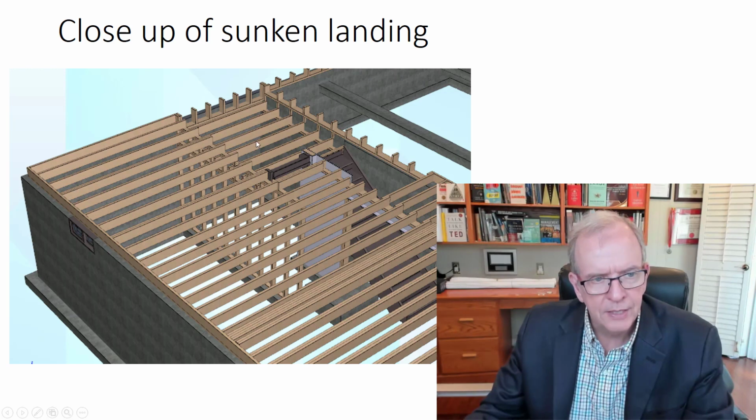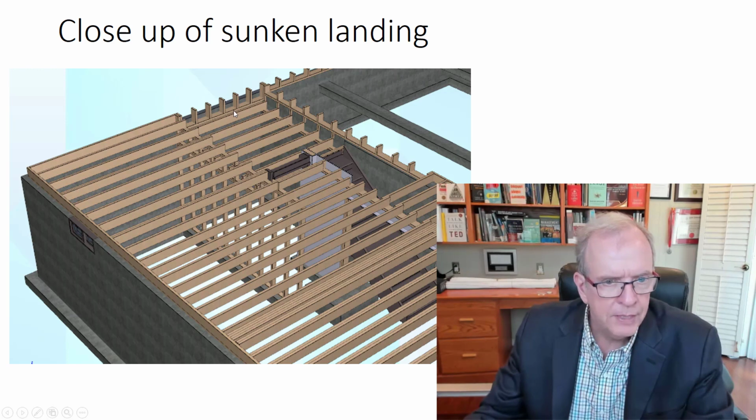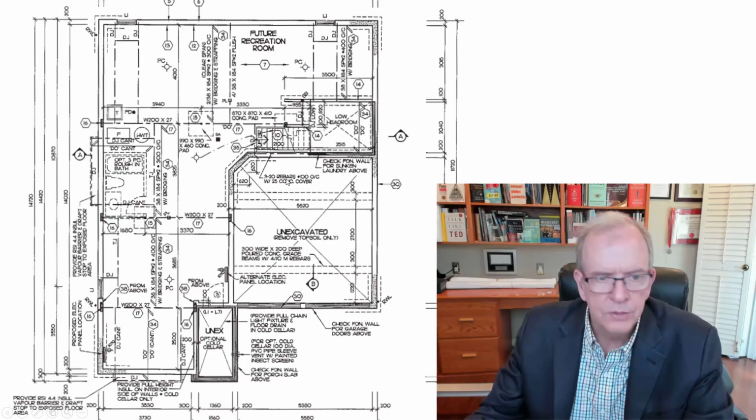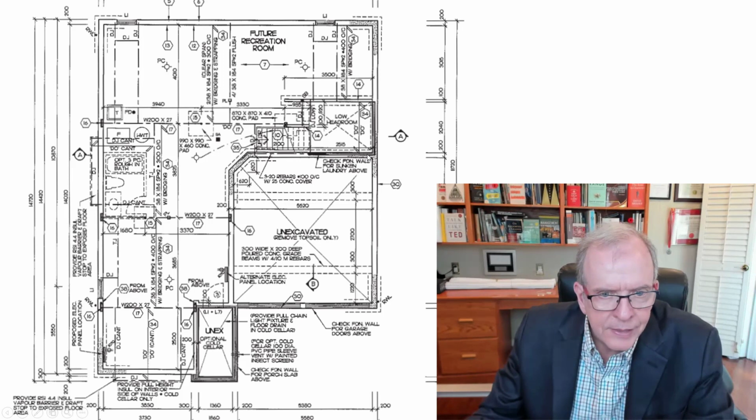Here's that close-up of that sunken laundry area with basically the framing detail. And if you remember how that had to have that cutout in the concrete, that reverse veneer had to be placed in the concrete so that you could place those joists in there, and that's that little cutout here.